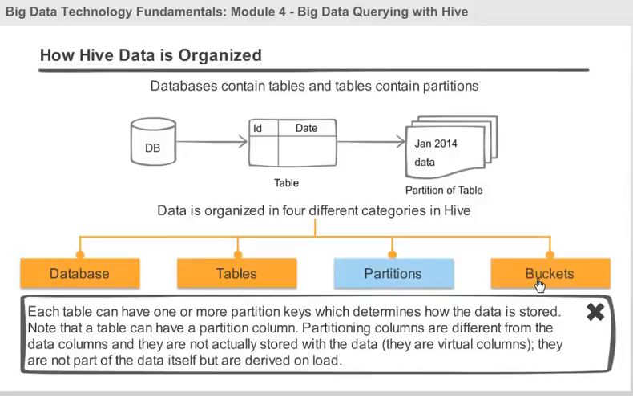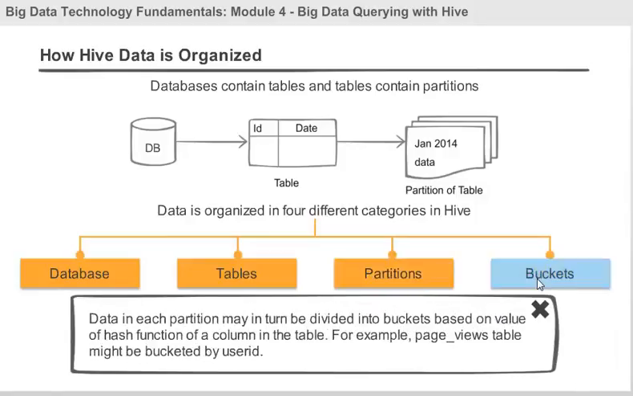Data in each partition may in turn be divided into buckets or clusters based on the value of a hash function of a column in the table. For example, the page views table might be bucketed by user ID.